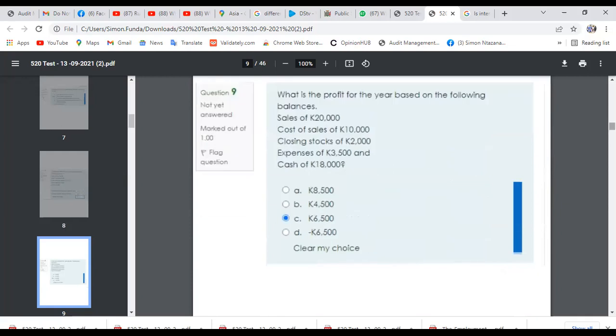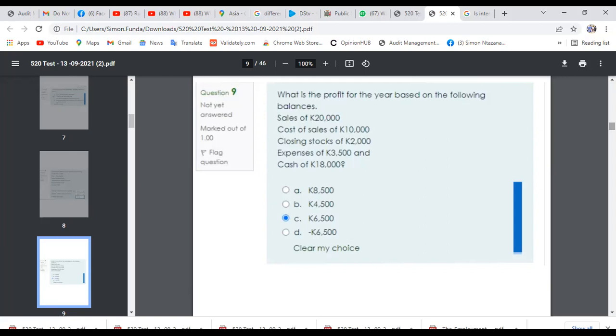Okay, is that okay? Yes, that's okay. Okay. Then the next question says, what is the profit for the year based on the following balances? Okay, so we have sales 20,000, cost of sales 10,000, closing stock 2,000, expenses 3,500, and cash 18,000.